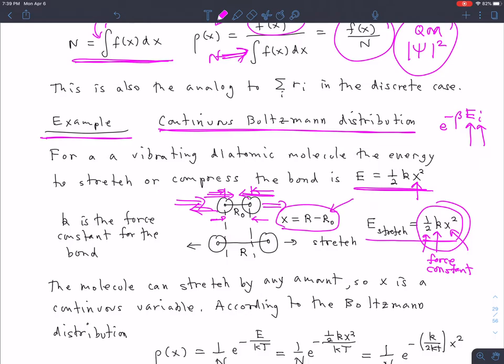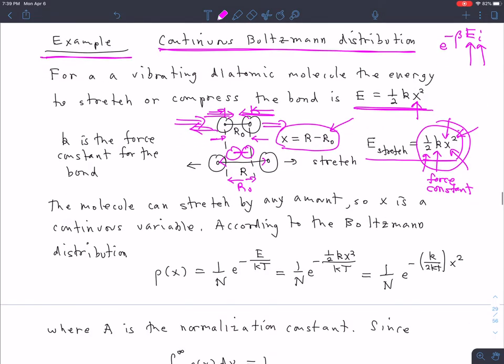So I consider r out here. If it's greater than r0, then x is a positive quantity. If r is less than r0, so if they're close together, then x is a negative quantity, but I'm going to square it, so it doesn't matter. Same energy both ways. All right.